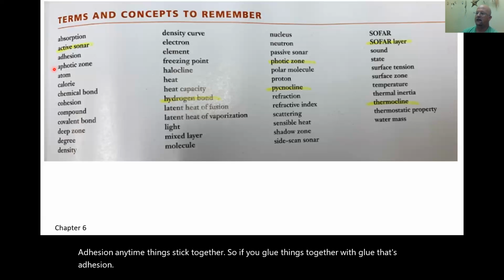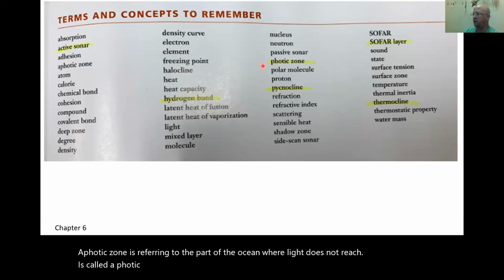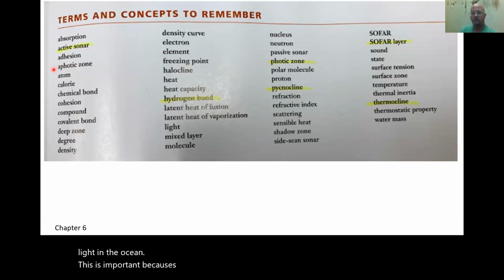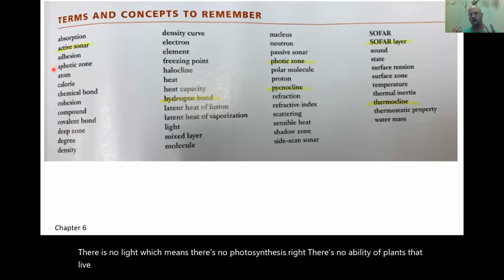Aphotic zone is referring to the part of the ocean where light does not reach. It's called aphotic because it's the opposite of photic zone. Photic zone is where you do have light in the ocean. This is important because in the aphotic zone, there's no light, which means there's no photosynthesis, right? There's no ability of plants that live in the water to make energy.